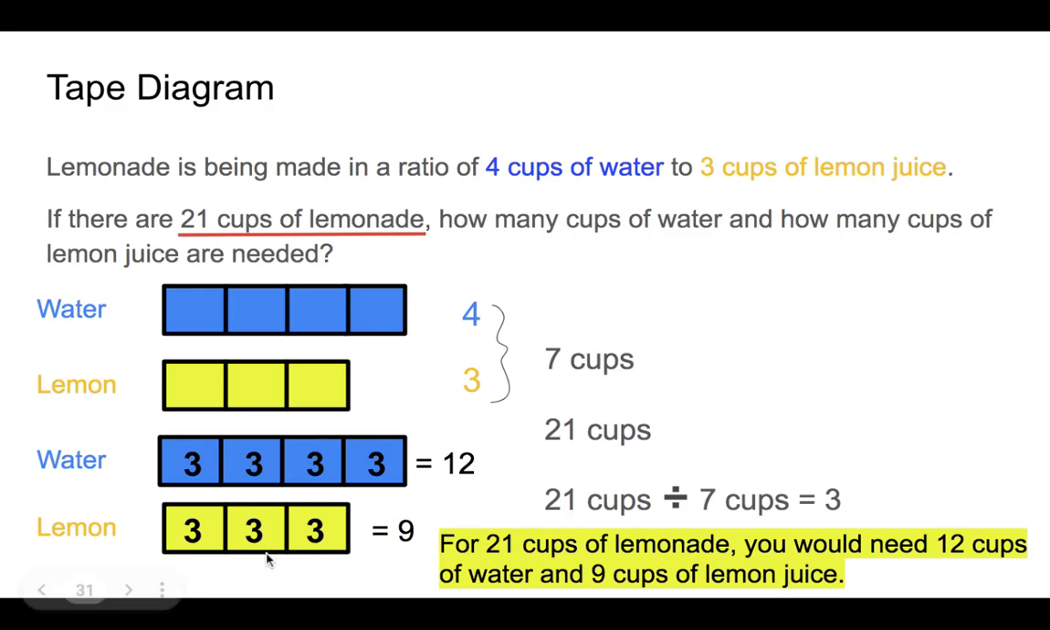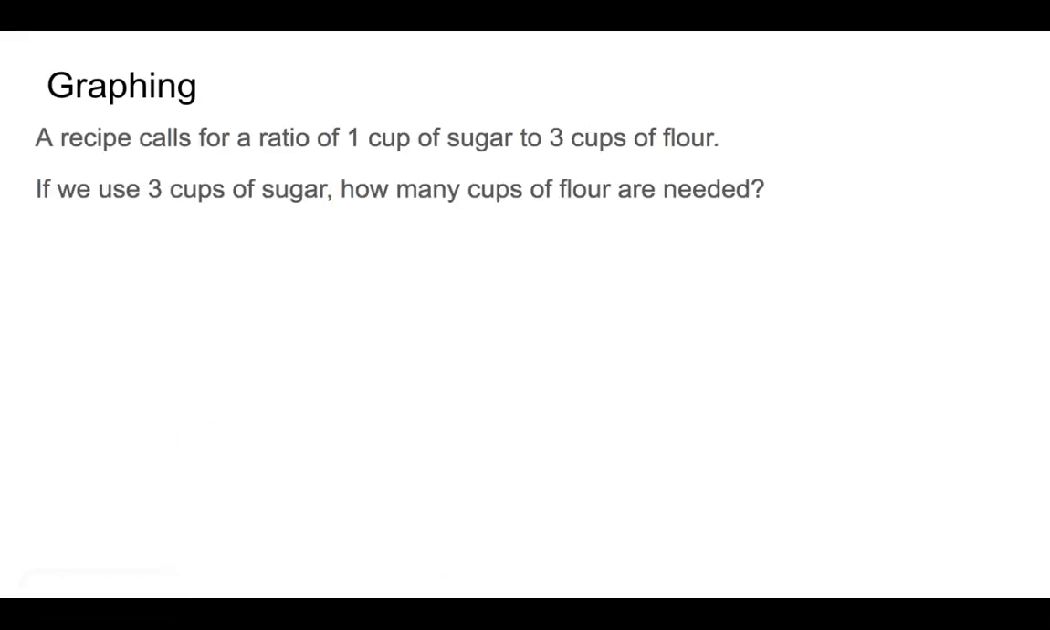And just to make sure that this checks out, you can add the 12 and the 9, and the sum does equal 21. Now let's look at our third one, which is graphing. A recipe calls for a ratio of 1 cup of sugar to 3 cups of flour. If we use 3 cups of sugar, how many cups of flour are needed?